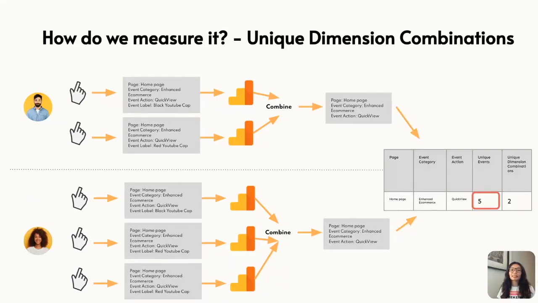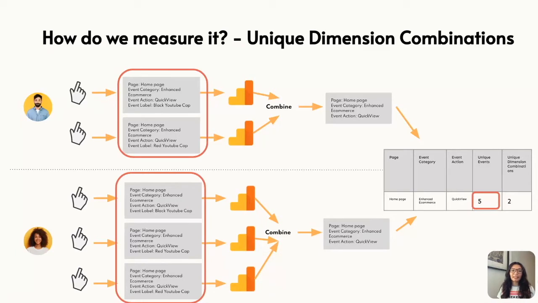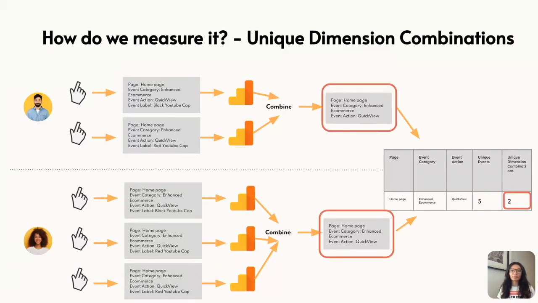If we looked at this in a table, unique events would show 5, 2 for Casey and 3 for Nina. Again, this is because unique events is still looking at the data at the beginning of the diagram and is counting Nina's events as 3 unique hits and Casey's as 2 unique hits. Unique dimension combinations looks at the combined level of the data in the diagram, so it counts 2.